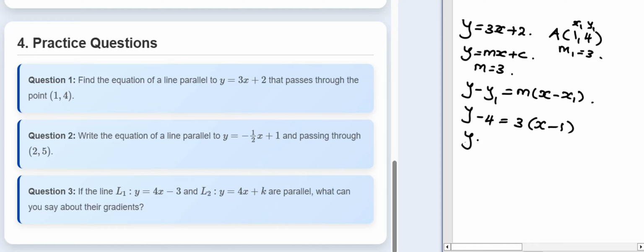And I get y minus 4 is equal to 3x minus 3. Then when I go on, I get y equals 3x. When I take this 4 to the other side, it becomes positive, so negative 3 plus 4 is 1, so it's plus 1. So you see our properties still hold, that two parallel lines have the same gradient, but different intercept.